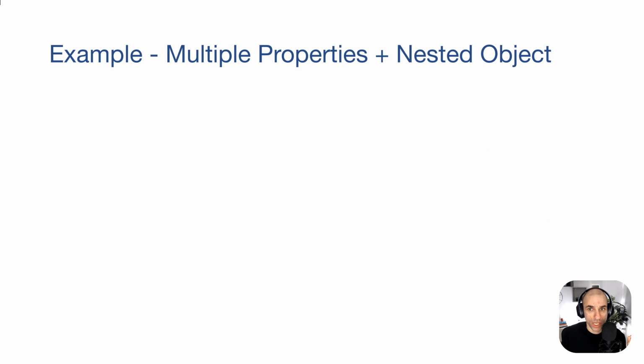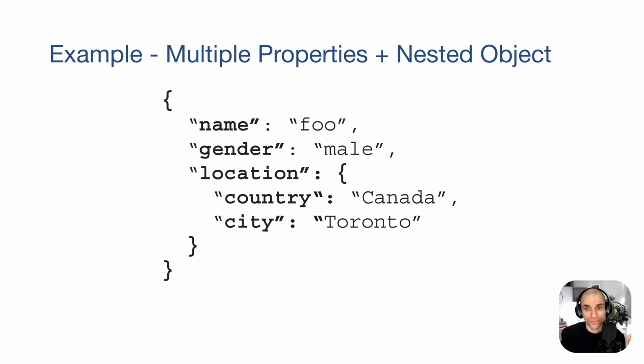So if we bring everything together, let's take a look at another example. In this example, we have the name, which is foo, gender is male, and then location. Now on the right, we need some data. This data in this example is another JSON, and this particular JSON represents the location. Within this JSON, we have country and city. So again, JSON is just key value pairs. This whole thing is a set of key value pairs. And then this particular value on the right for location is also another JSON with its own key value pairs.